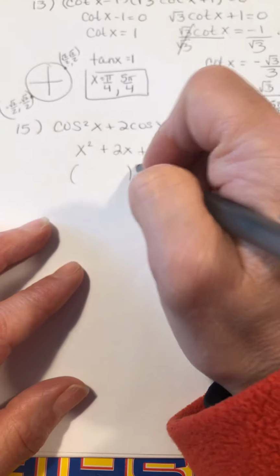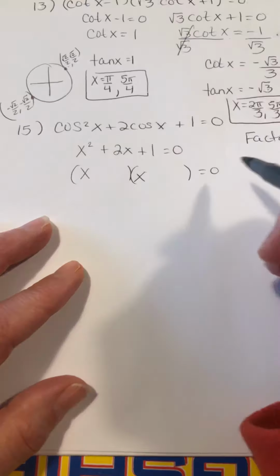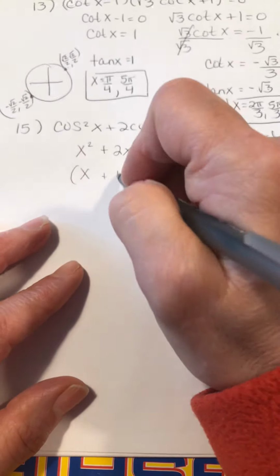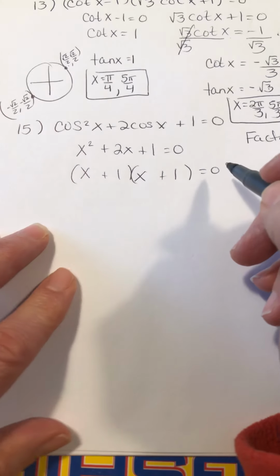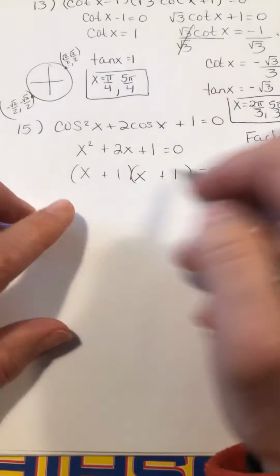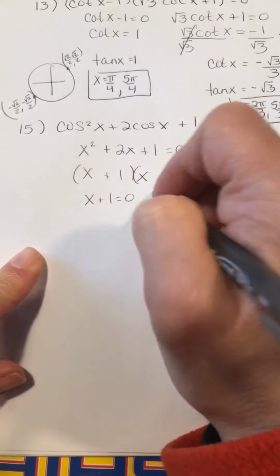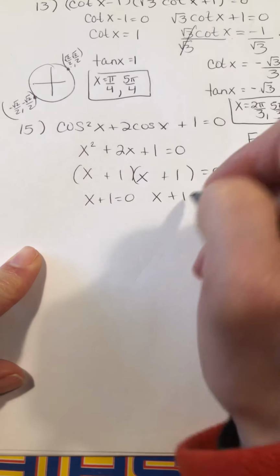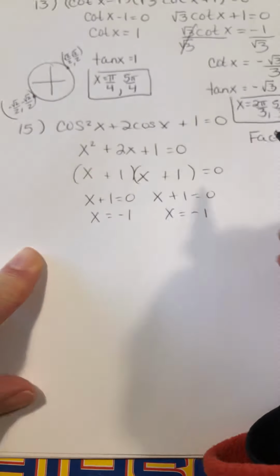So we know that if we factor this out, we're going to have an x and an x here, and a 1 and a 1 here. So we have x plus 1 times x plus 1. And if we solve by factoring at this point, we have x plus 1 equals 0, x plus 1 equals 0, or x equals -1 for both sides.